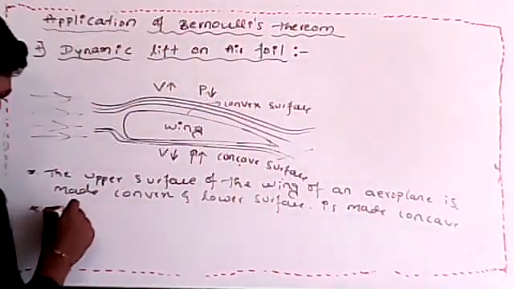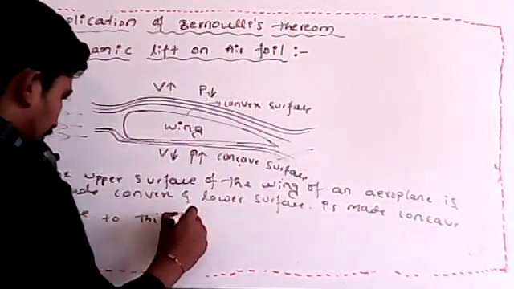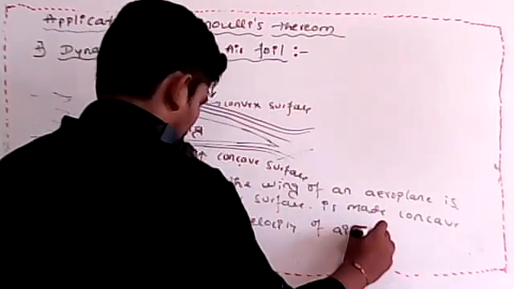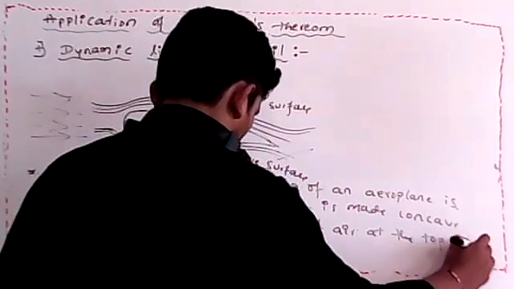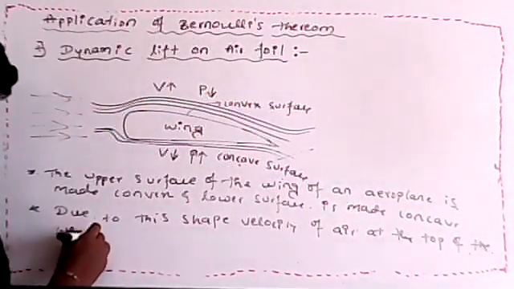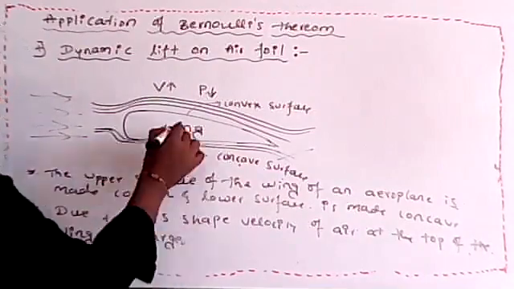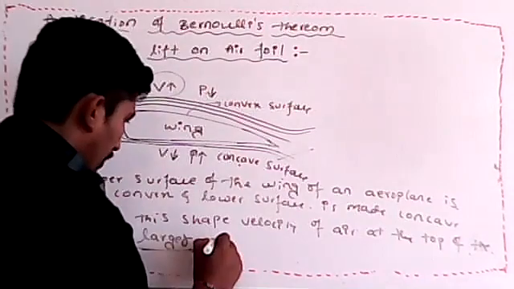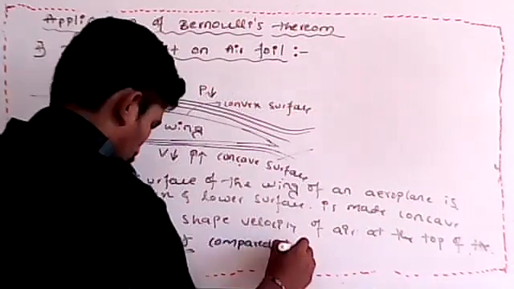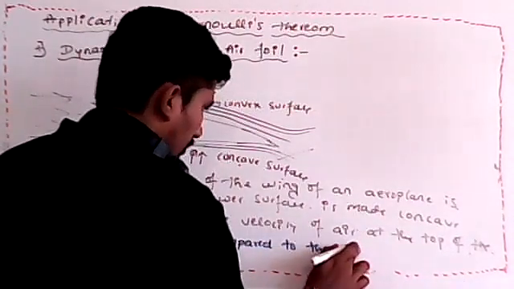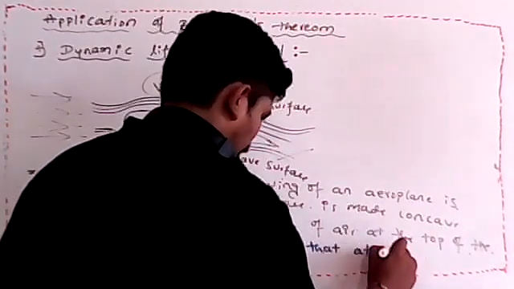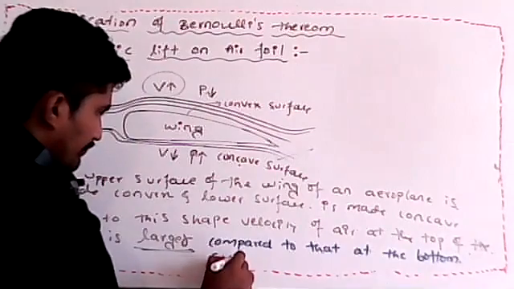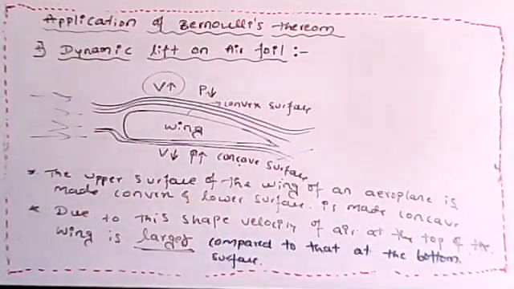Due to this shape, remember, the velocity of air at the top of the wing is larger compared to that at the bottom surface. So these are the 2 points you must remember.